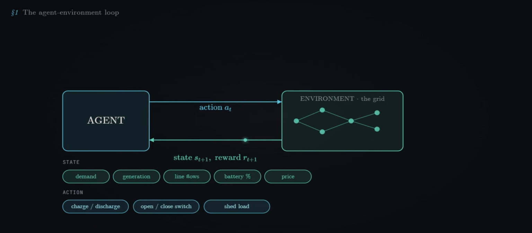Put the grid inside the loop. The state is a snapshot like this: demand, generation, the flows on each line, how full the batteries are, the price of power right now. Likewise, the action is a lever: charge or discharge a battery, open or close a switch, shed load or not. And the reward is whatever you care about: money saved, emissions avoided, and above all else, the grid staying inside its safe limits. The agent has exactly one ambition: choose actions that pile up the most reward over time.